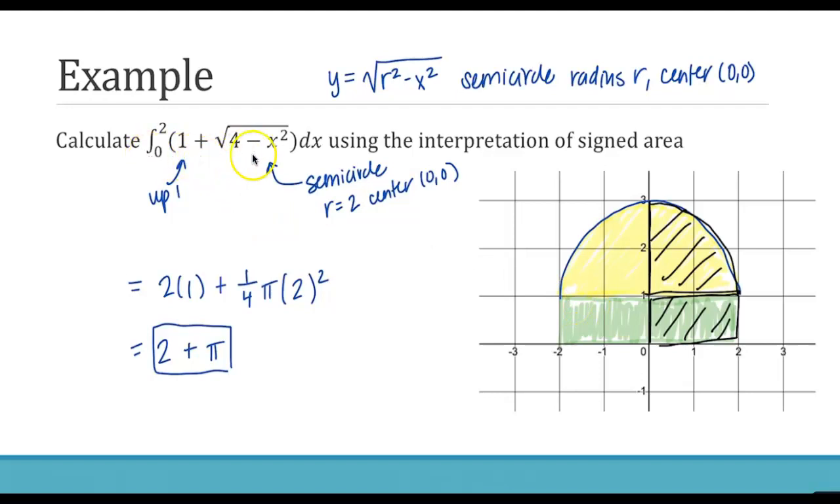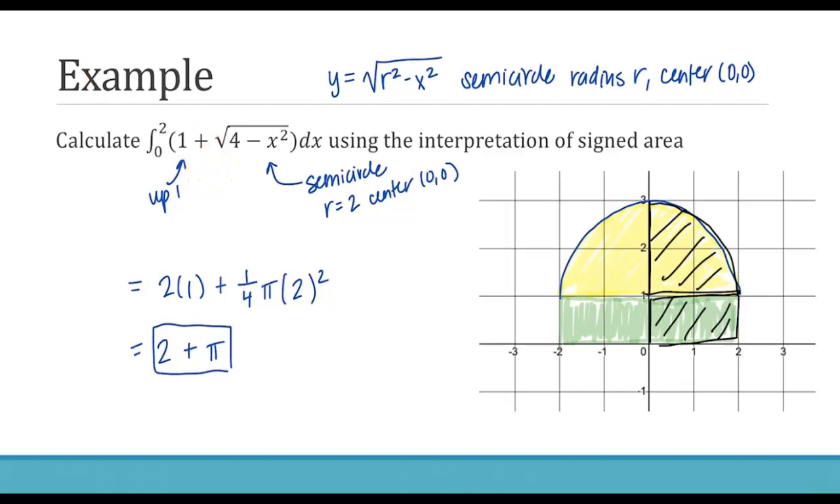So the definite integral looks like a quarter circle and a rectangle. So we calculate the area of those two shapes using known geometry formulas and add them together to find this definite integral.